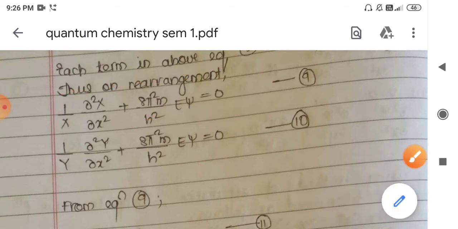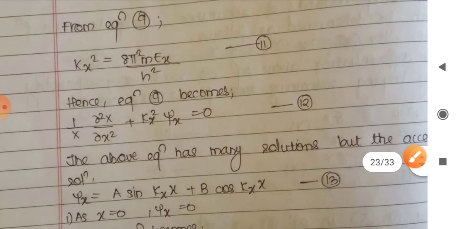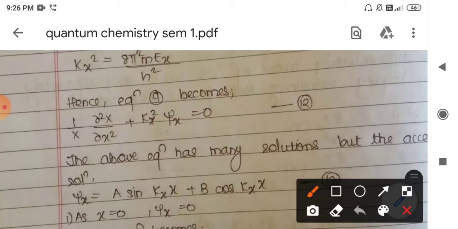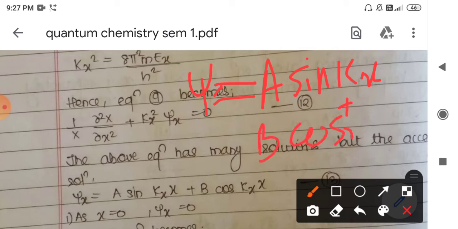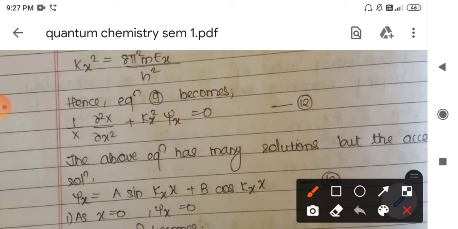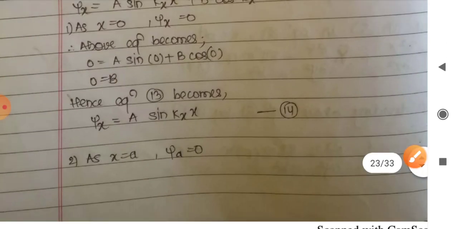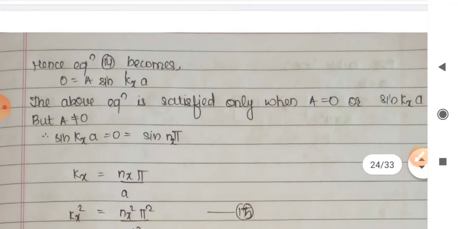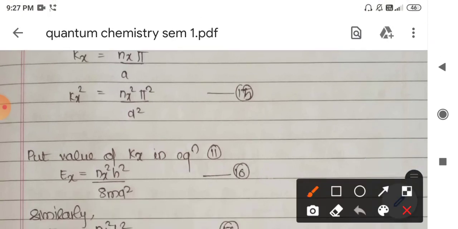Consider now one of the equations, and again we will use the solution of the second order differential equation, that is psi is equal to what? The solution for that second order differential equation is A sin kx, some constant, plus B cos kx. We use the same type of equations for simplification, and finally we get the equation for kx as this. Upon putting the various conditions, we get the value of energy along this direction.